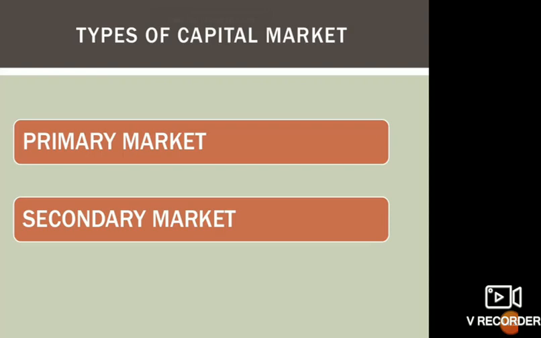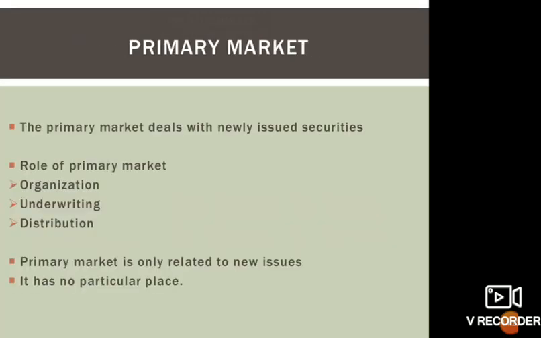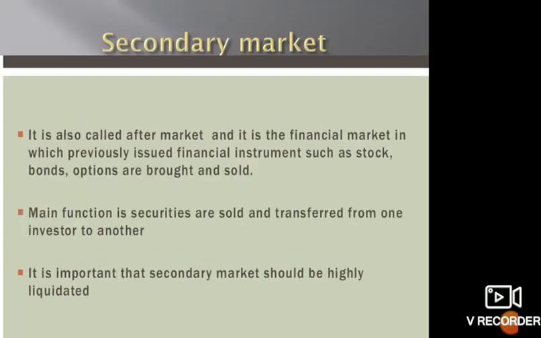Pre-owned securities, we can say. So here is the primary market. The primary market deals with newly issued securities. The role of the primary market: it organizes, it underwrites, and distribution is also there. You know about all these things, so I am not going to explain each and everything. The primary market is only related to new issues. It has no particular place, obviously.